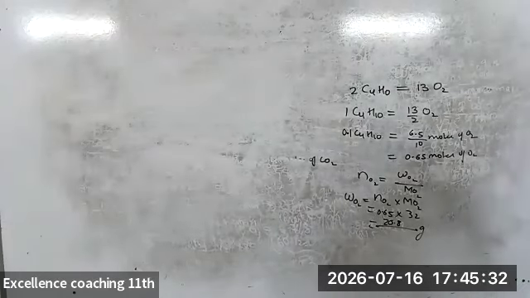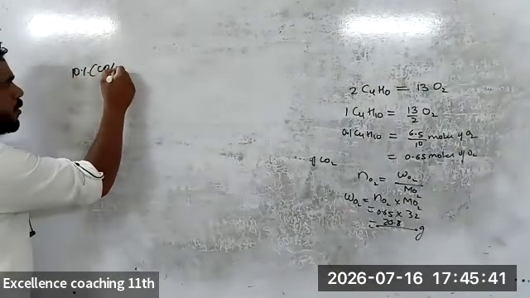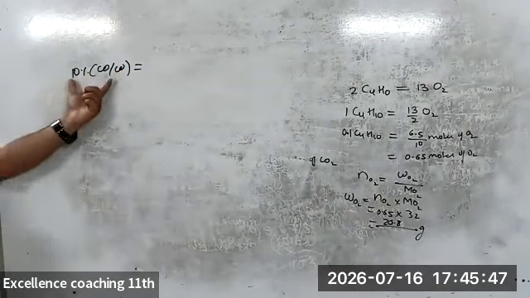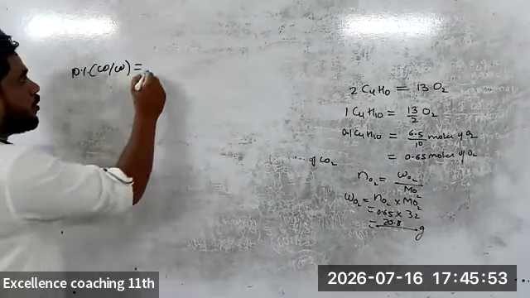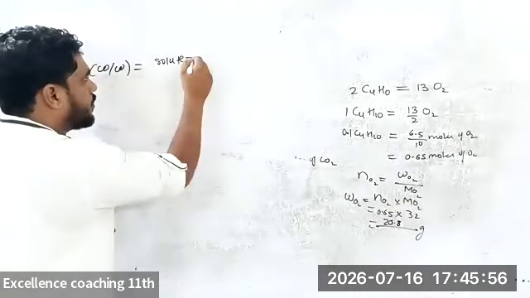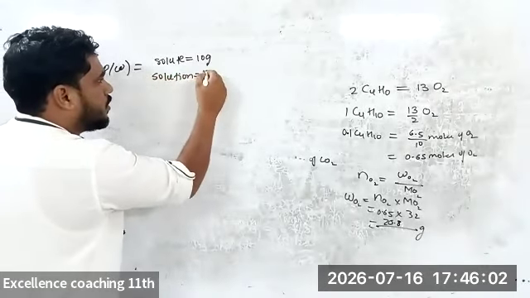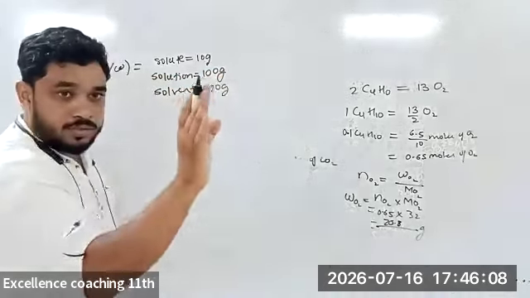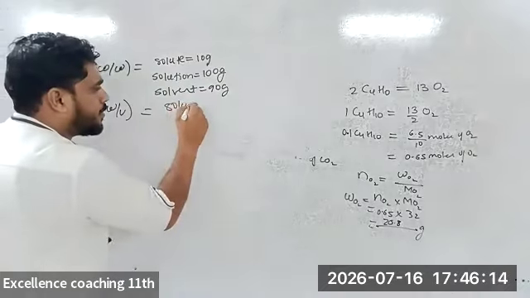Okay, take this question. Before that, let me finish with this part. 10% W by W. What is the meaning of this? Weight by weight, mass by mass. So what is the amount of solute here? 10% means 10 grams. What is the mass of solution here? 100 grams. What is the mass of solvent here? 90 grams. Correct?